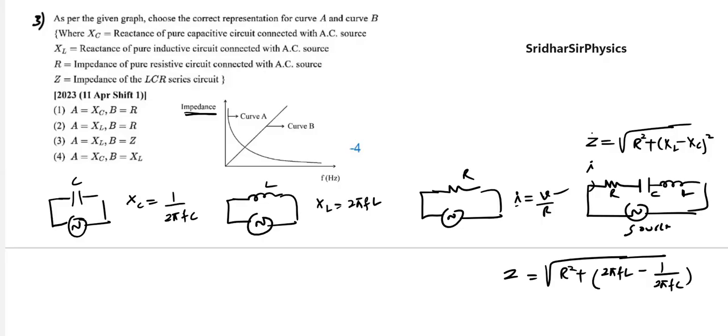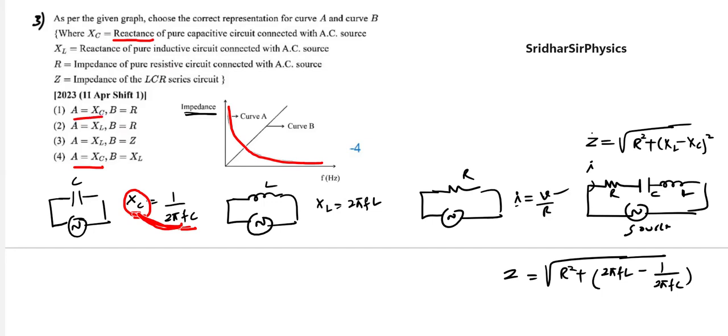This plot, what is this plot? First we'll identify. For a capacitor, as frequency increases, capacitive reactance should decrease, no? This we will call reactance, capacitive reactance. Frequency increases, reactance should decrease. And the equation will represent a rectangular hyperbola. So curve A will represent capacitive reactance. Okay, fine.